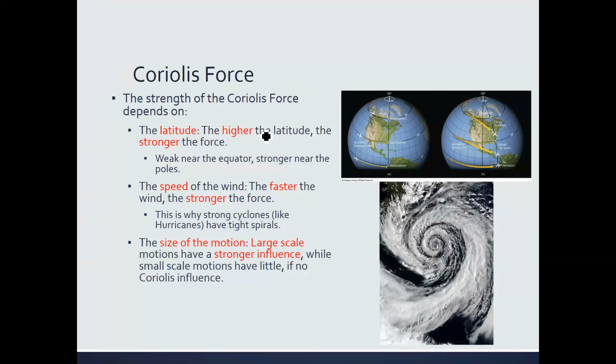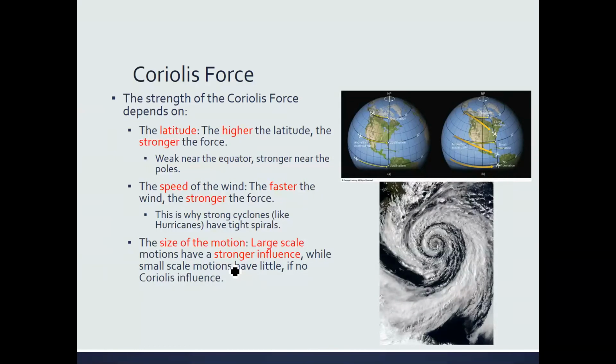Well, let's say you decided to do your best Randy Johnson impersonation and you hurl the ball at your friend. The Coriolis force on that ball is going to be greater because the speed is faster. This is one of the reasons why cyclones, such as hurricanes, have very, very tight spirals, because the winds inside these hurricanes are really strong.